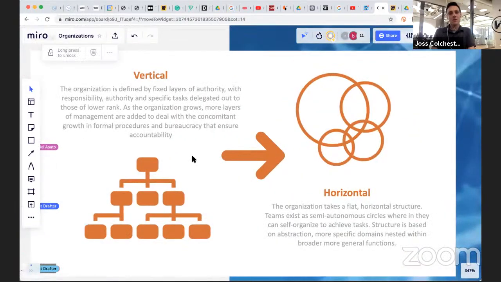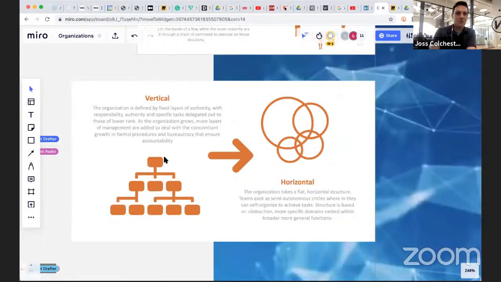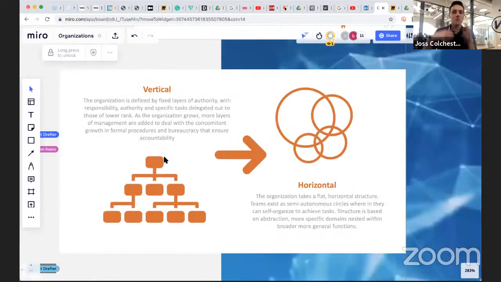We talk about vertical versus horizontal. The organization is defined by a fixed layer of authority with responsibilities, authority, and specific tasks delegated out to those at lower ranks. As the organization grows, more layers of management are added to deal with the concomitant growth in formal procedures and bureaucracy that ensures accountability. And that's a problem with scaling, isn't it? Because as this thing goes, it's going to have more and more of these layers, and that's going to create more and more overhead. So it actually gets more costly and more overbearing.